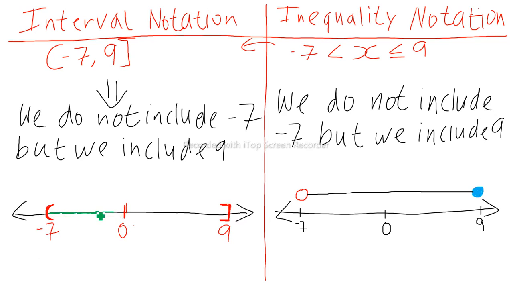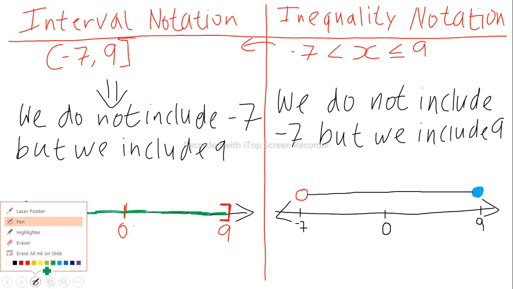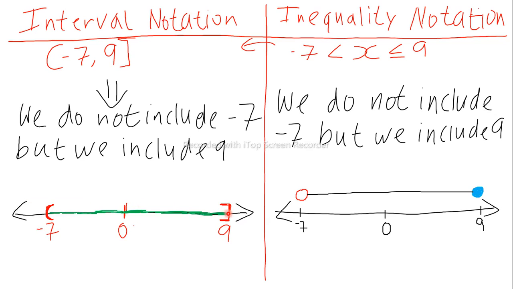So this is basically saying, what are the numbers that are between -7 and 9. So we are going to include all these numbers here, and we also include this right endpoint, which is 9. And this square bracket represents the fact that we are going to include 9.